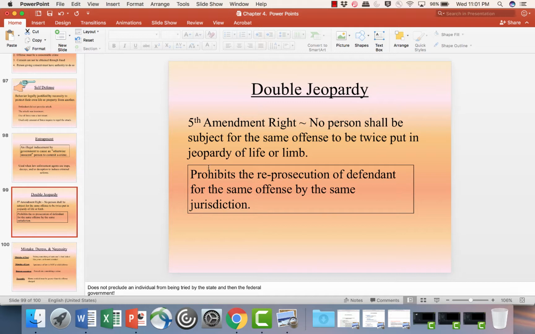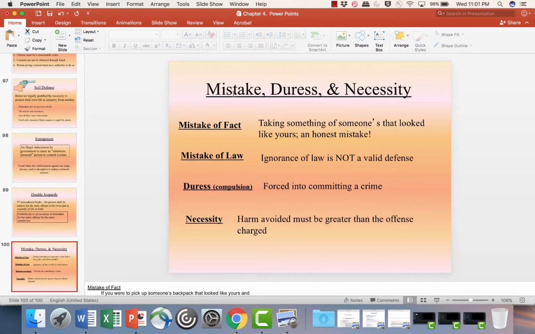Double jeopardy means no person shall be subject for the same offense to be twice put in jeopardy. So if at one point you had gotten free and clear, a prosecution can't come behind and say, oh, I'm going to retry you. It prohibits the reprosecution of defendants for the same offense. Now, that doesn't mean the prosecution can't potentially charge you for a different offense, but not the same offense by the same jurisdiction. And then mistake, duress, and necessity.